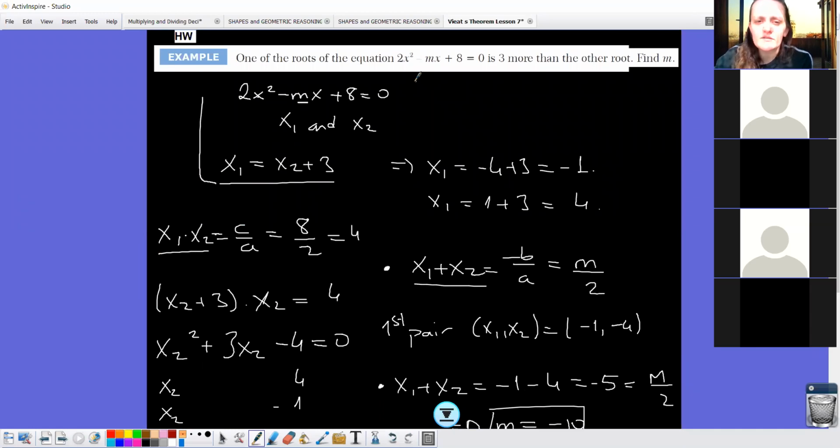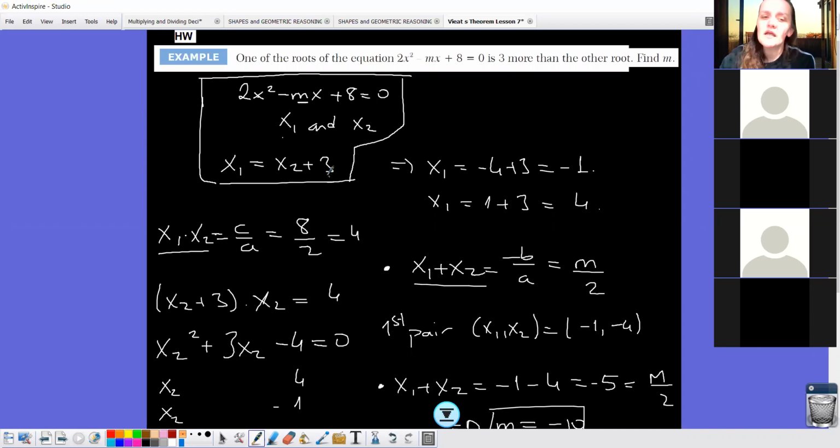What is given to us? This is all that we know about the question. The equation is given, 2x squared minus mx plus 8. We have two roots, x1 and x2, as always, because it is a quadratic equation. And it's given that one of the roots is 3 more than the other root, and I'm choosing x1 is equal to x2 plus 3.